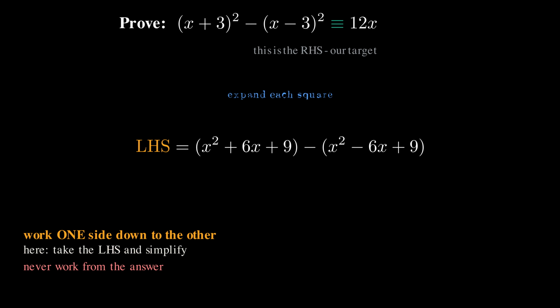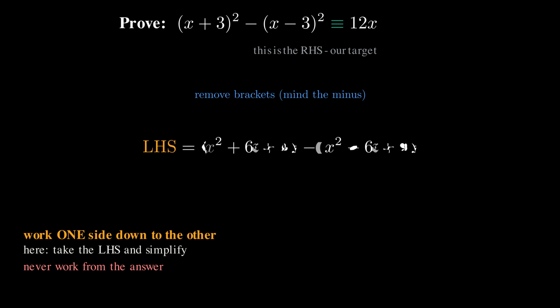Step 2. Remove the brackets, being careful with that minus sign. It flips every term in the second bracket: minus x squared plus 6x minus 9. This sign flip is where marks get lost, so it's on screen in full.